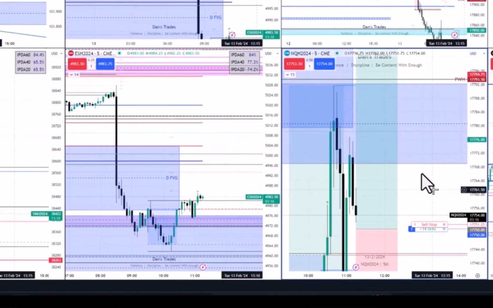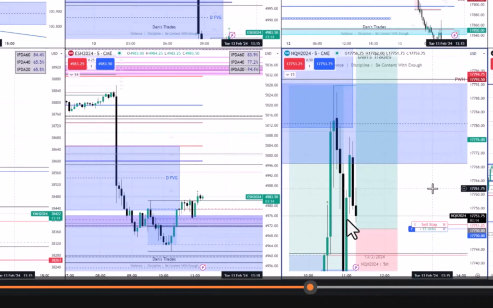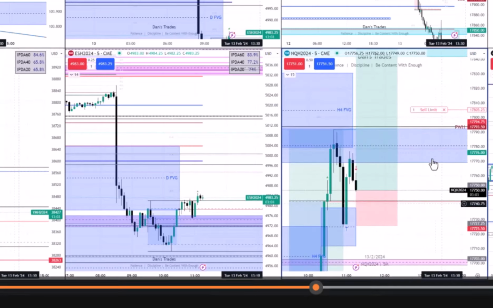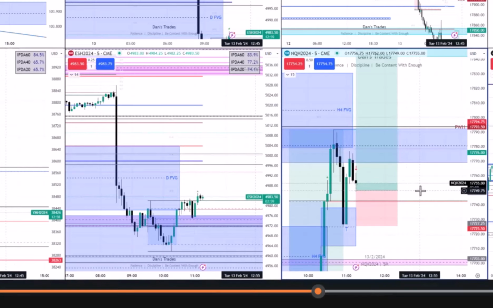What are we thinking? Let's see. We dug down. Now we're in that fair value gap. And what time is it? It's a bad time to trade. We're in between the AM session and in between lunch. Stopped out. Alright, so I didn't move it. Stopped out in profit. One scalp.